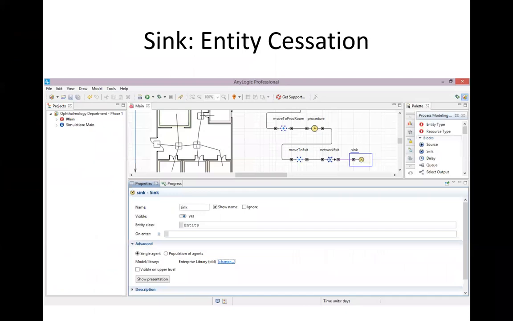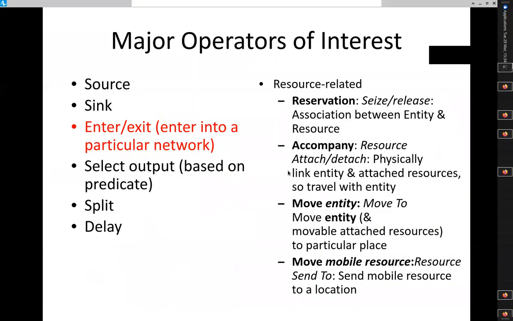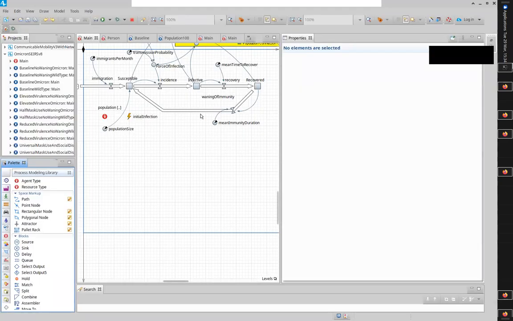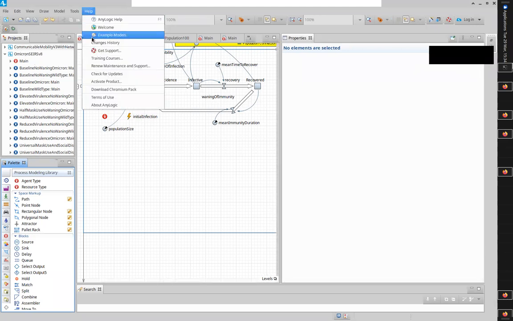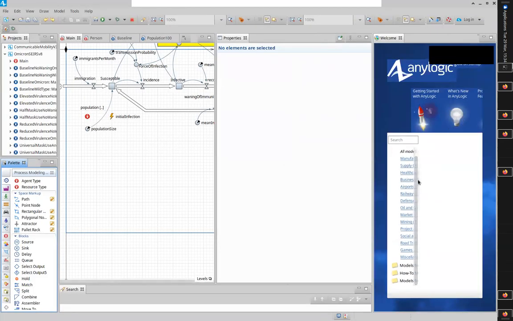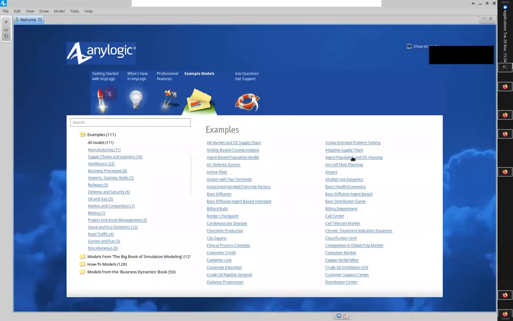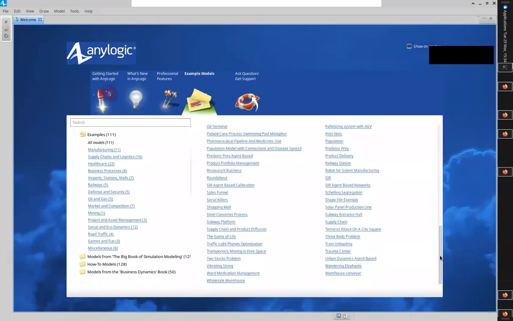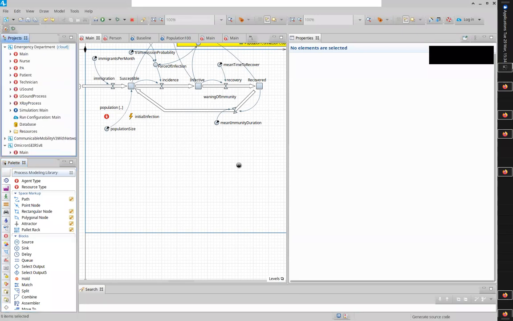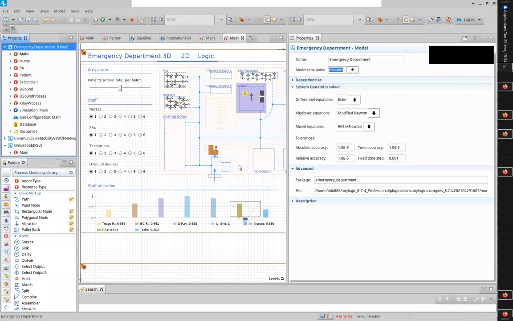Sinks allow people or entities to disappear within the workflow. Okay, here. Sorry, I just want to get that so I can show you. Okay, let's close that. So let's go do this again. You can also enter and leave particular networks. So this would be a situation where we have a couple different networks associated with different resources, and I want to enter and leave those different networks, which have kind of different physical spaces, different resources. So maybe it's emergency room versus the wards of the hospital or something like that.